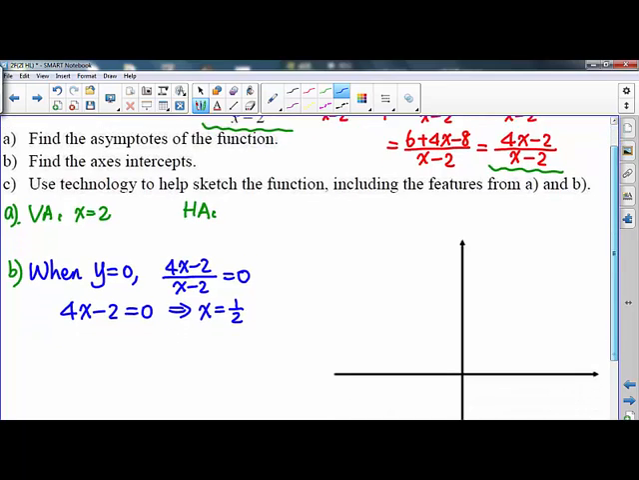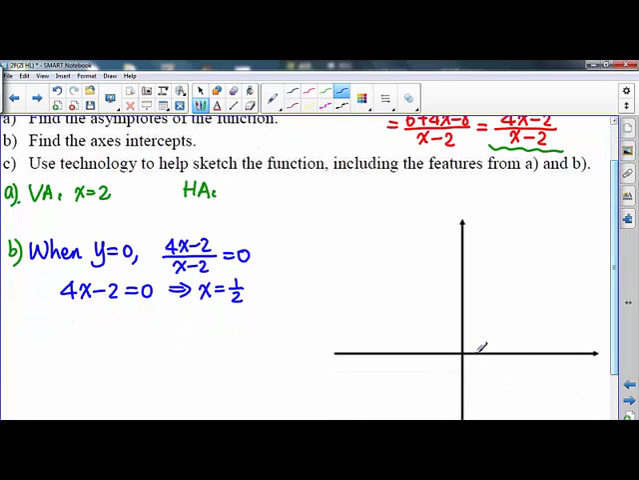If you want to label this point in the coordinate system, let's label this one. So this is 1/2, 0. And we also can put the vertical asymptote on as well. So the vertical asymptote is x equals 2 right now. This is x equals 2.